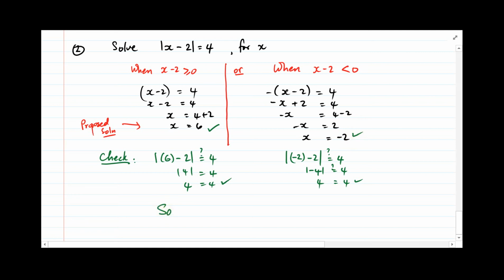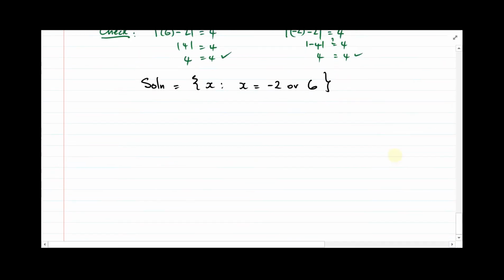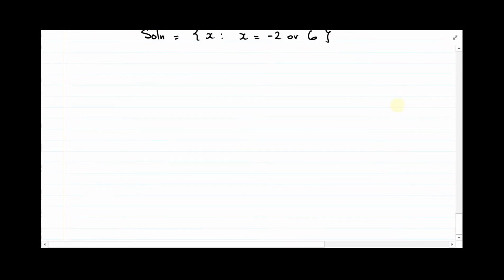I write my final solution. So my solution is the set of x's such that x is equal to -2 or 6, or just a plain comma. So two solutions are there, right? And both worked. Any questions? Okay. All right. Let's continue. Let's see if we get a good handle on this.